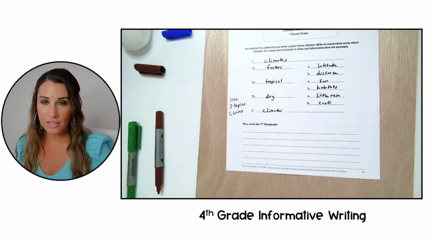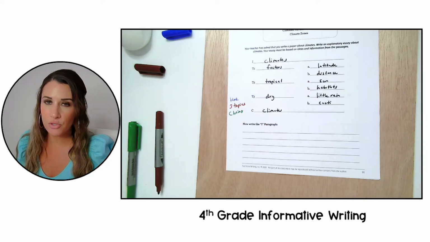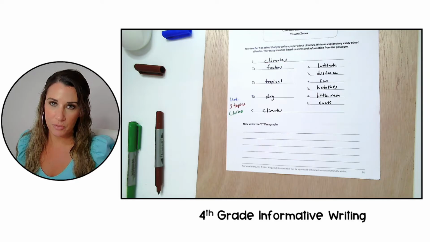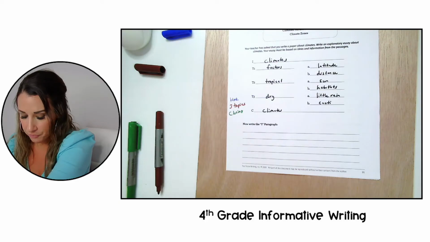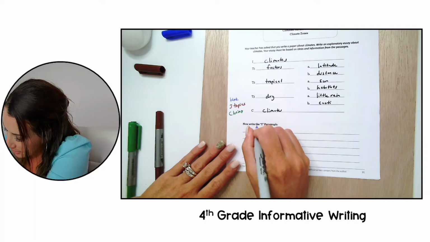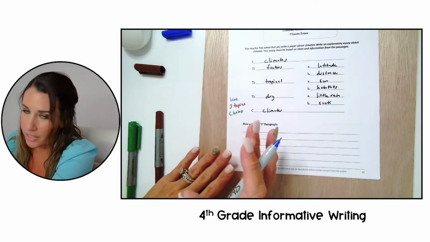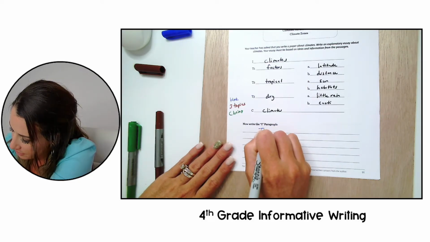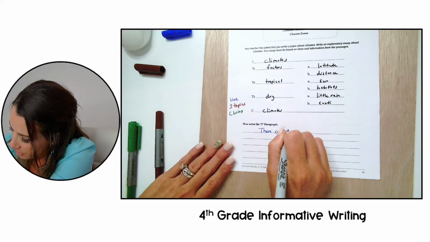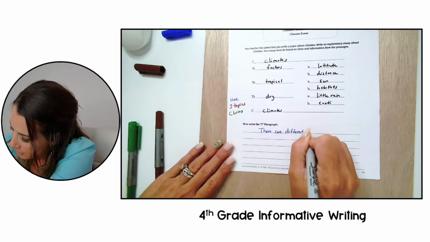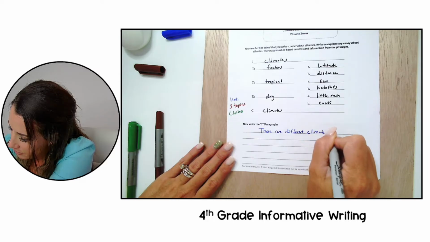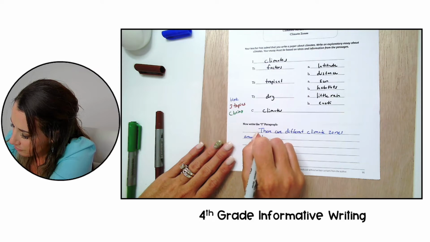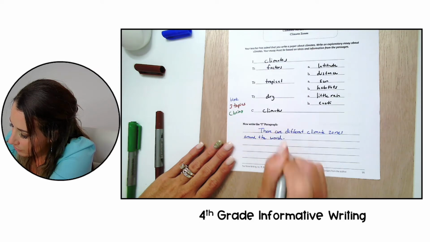Now I can ask a question, I can make a statement, I can start with a small story, I can use a fact or definition. Any of those are acceptable for writing a hook, okay? So for this one, since I used a question in the last one, I'm just going to use a simple statement. So I'm going to indent, and I'm going to say, there are different climate zones around the world. Just a simple statement.